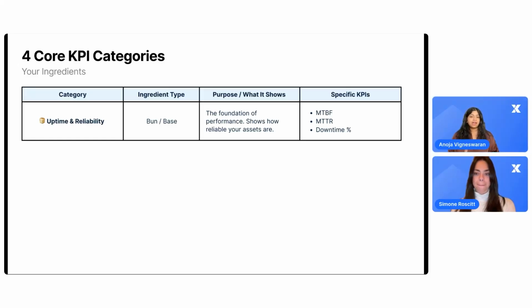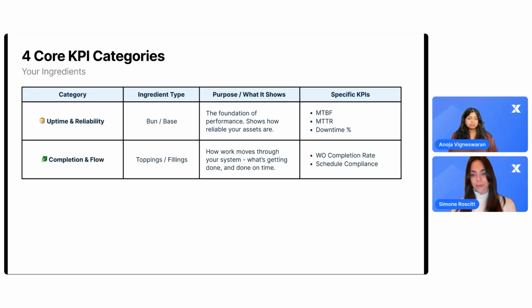So things like MTBF, which is your mean time between failures, MTTR, lots of acronyms here, which is your mean time to repair, and your downtime percentage live in this bucket. So you'll see these used heavily in asset health reporting, where your goal is to understand which equipment is performing well and which assets might be becoming a risk.